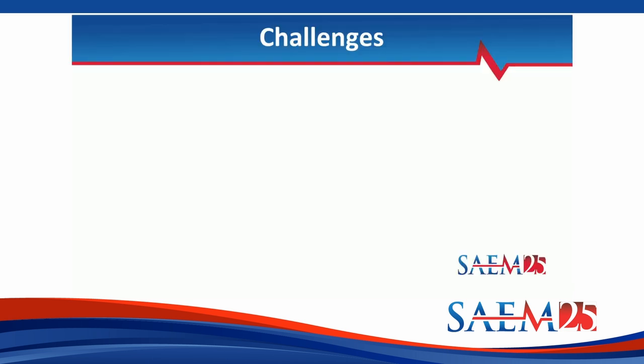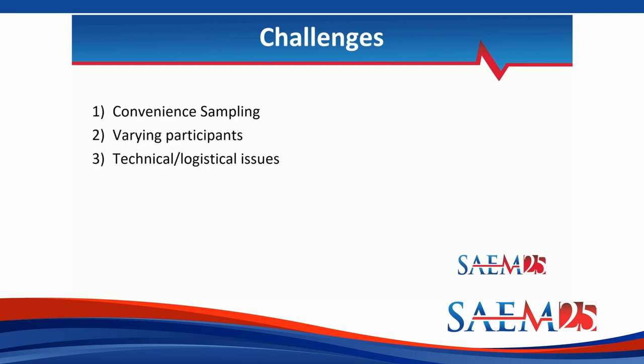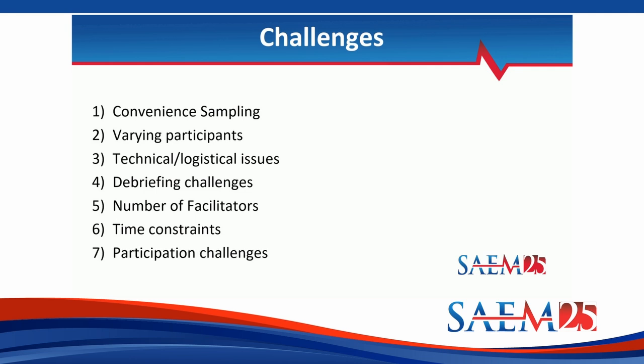Now, we've been doing this for about 1.5 years. We had some challenges, some trials and errors, and these are probably some of the things that if anybody were to do this, you would come across. So convenience sampling, varying participants. I know our global health community has a lot of technological, logistical issues sometimes working with our global community as a whole. And these are just some of the other things: debriefing challenges, number of facilitators, time constraints, participation challenges. Now we're gonna talk about some of these things: technological, logistical issues, debriefing challenges, participation challenges, but we're not gonna address all of them, but please feel free to bring it up in the Q&A, and we will definitely discuss it as a whole as well.